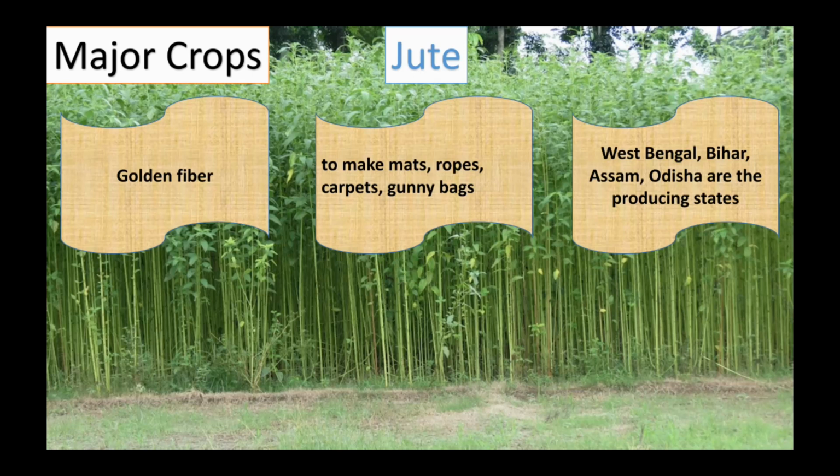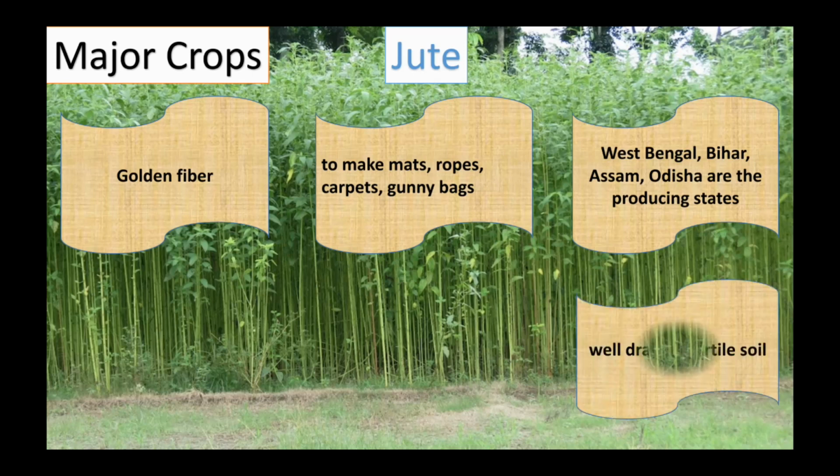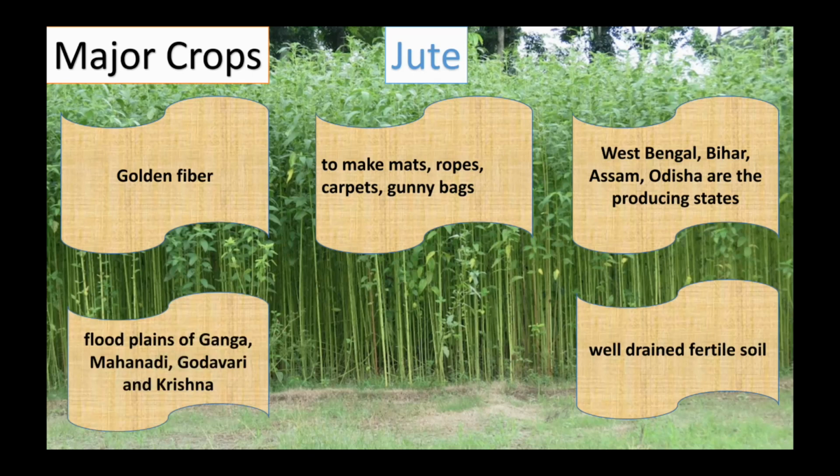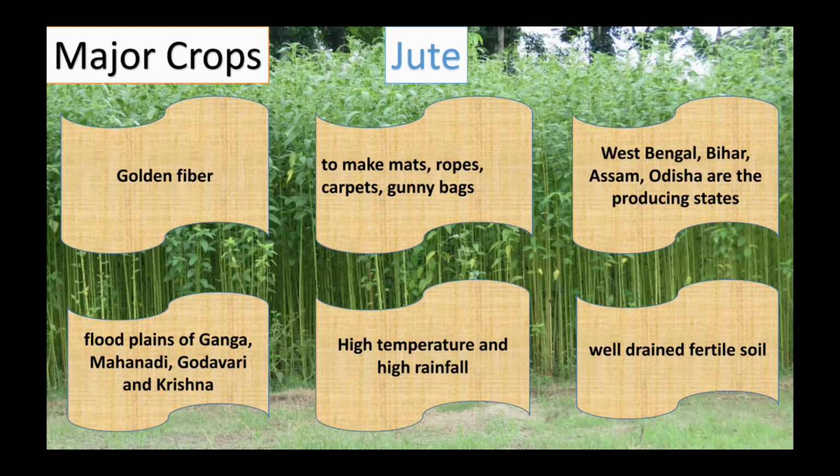West Bengal, Bihar, Assam, Odisha, Meghalaya are the major jute producing states. However, it requires well-drained, renewed, fertile soil. So in India, it grows well in the floodplains of Ganga, Mahanadi, Krishna and Kaveri river deltas. It requires high temperature and rainfall of about 200 centimeters and more annually.